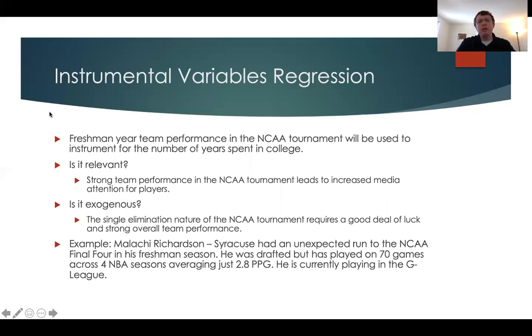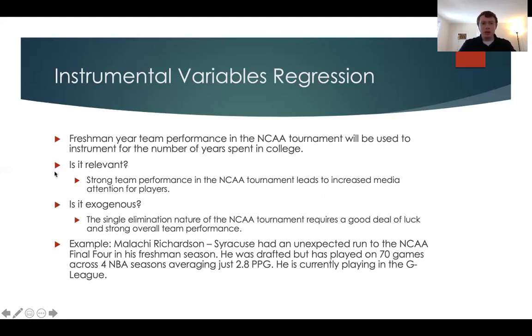In this setting, I'm going to use freshman year team performance in the NCAA tournament to instrument for the number of years spent in college. Specifically, I'll have two instruments: a binary variable indicating whether or not the team made the NCAA tournament, and then a variable that accounts for the number of wins in the NCAA tournament. We want to ask then, is this relevant and exogenous? Let me say that I do go through some tests for relevance and exogeneity later on.